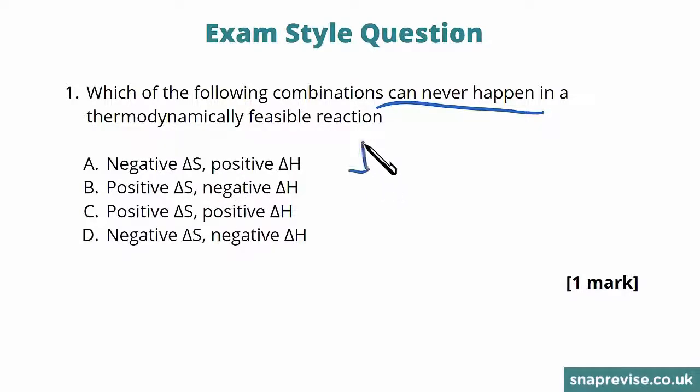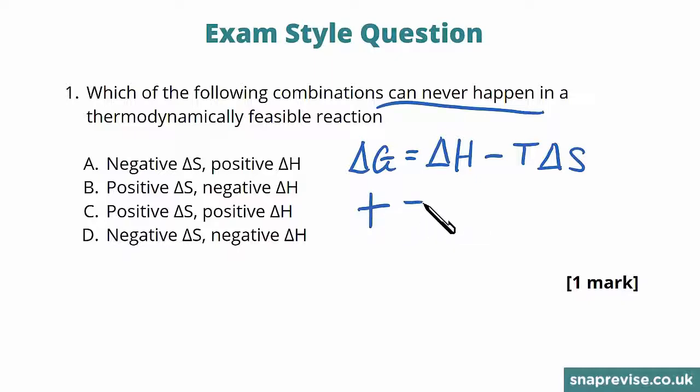So remember, the Gibbs free energy is given by the formula of enthalpy change, delta H, minus the temperature times by the entropy change, delta S. For a reaction to ever happen, you would need a negative delta G at some point. So if we're trying to rule that out, we need to find out what the conditions are to always have a positive delta G at any temperature.